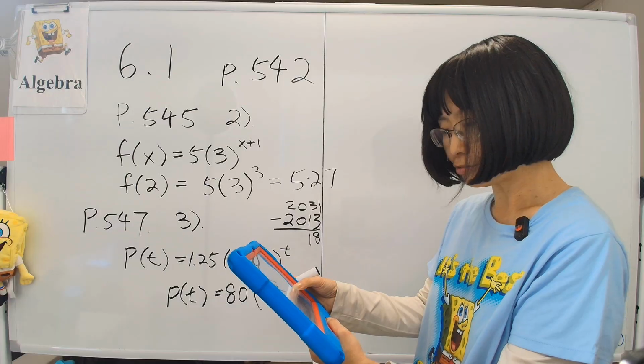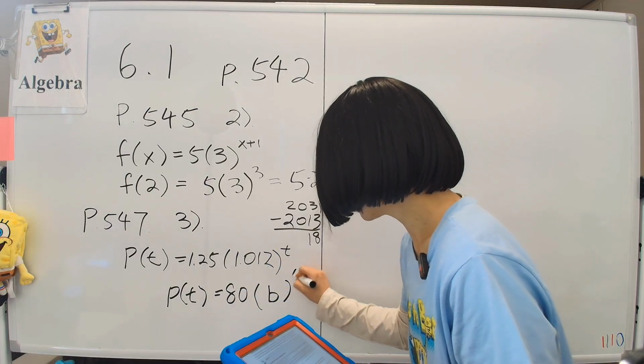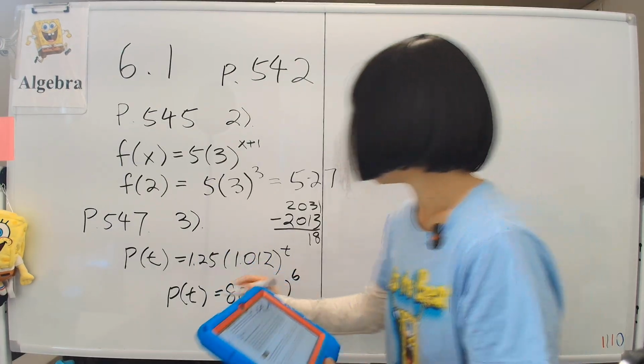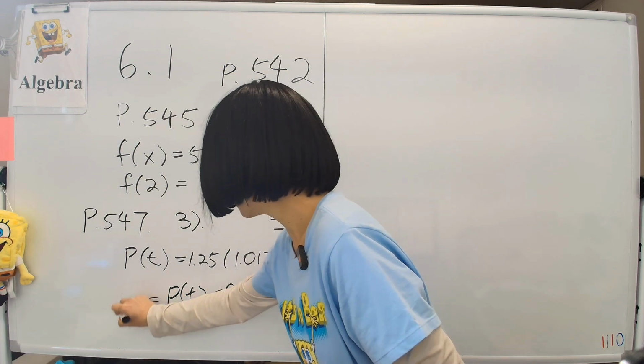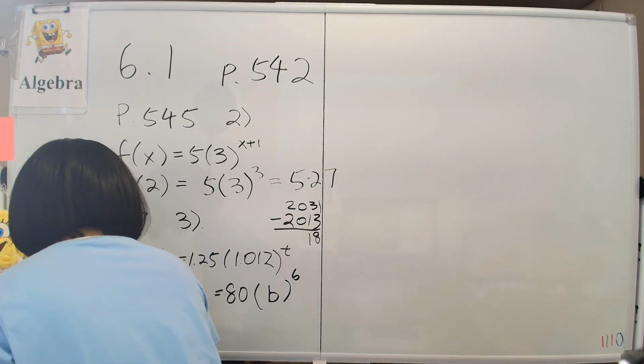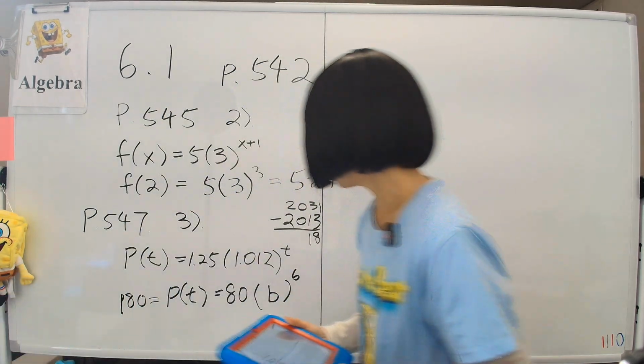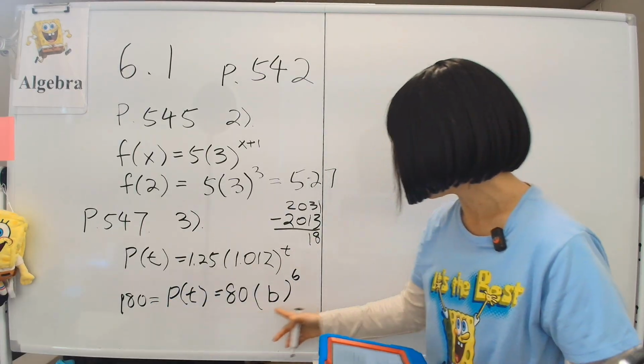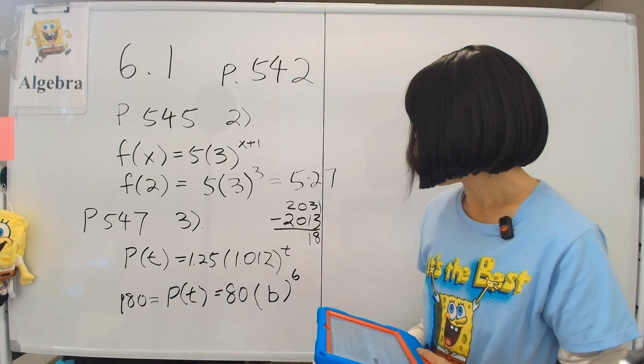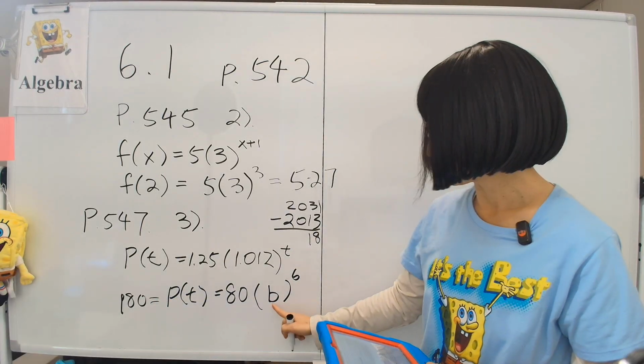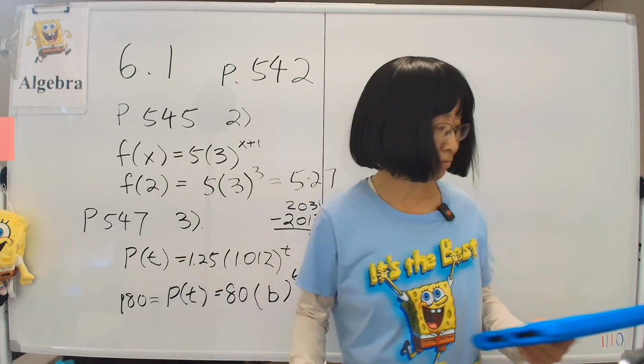Between 2006 and 2012 is 6 years. So in 6 years, it became 180 deer. 180. All right, so 180 equals this stuff. And with that, we should be able to figure out what the growth rate is.